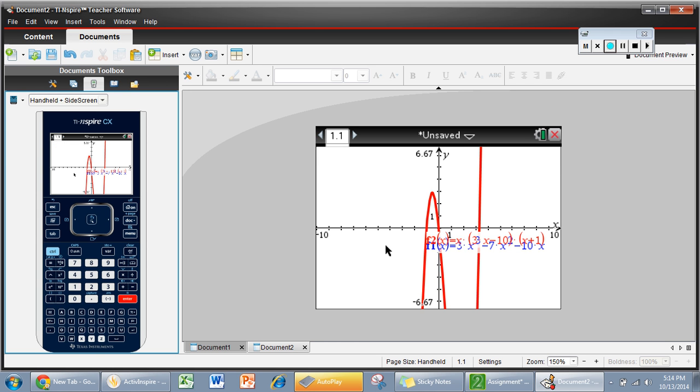We can see that the two graphs are now on top of each other, and they clearly match, as they should, because those are equivalent. One is just in polynomial form, one is in factored form.